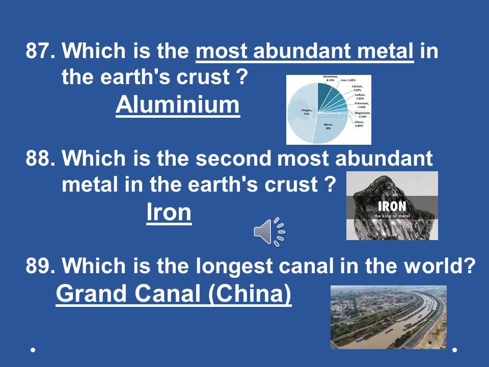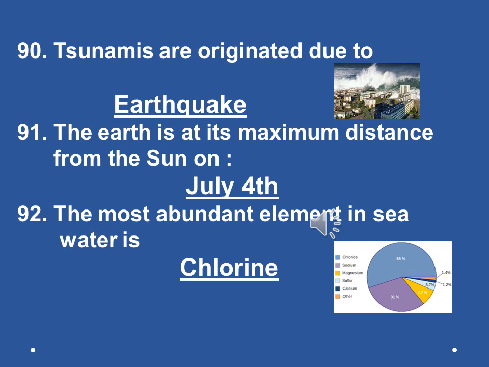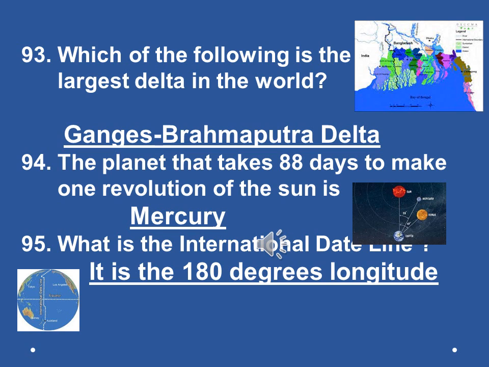Which is the longest canal in the world? Grand Canal, China. Tsunamis originate due to earthquakes. The Earth is at its maximum distance from the Sun on 4th July. The most abundant element in seawater is chlorine. Which is the largest delta in the world? Ganges-Brahmaputra Delta. The planet that takes 88 days to make one revolution of the Sun is Mercury.